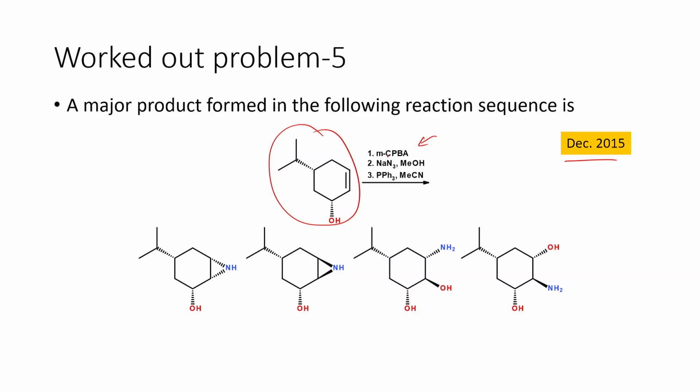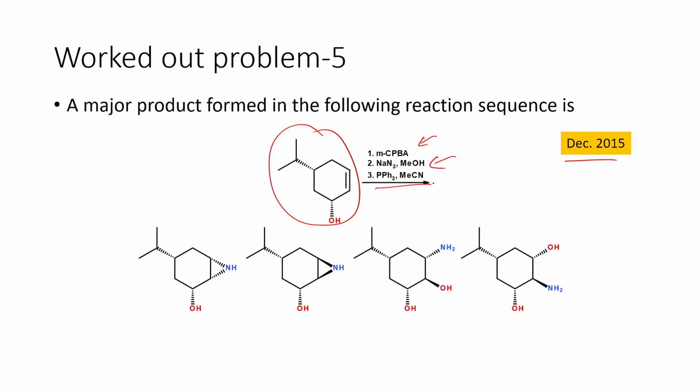One is a metachloroperoxybenzoic acid reaction. So we will see what this reaction is, and it is nothing but the epoxidation reaction. And sodium azide and methanol, that is the second step that is happening. So when we treat sodium azide with the epoxide, the epoxide is opened up. So this is the next step that may happen.